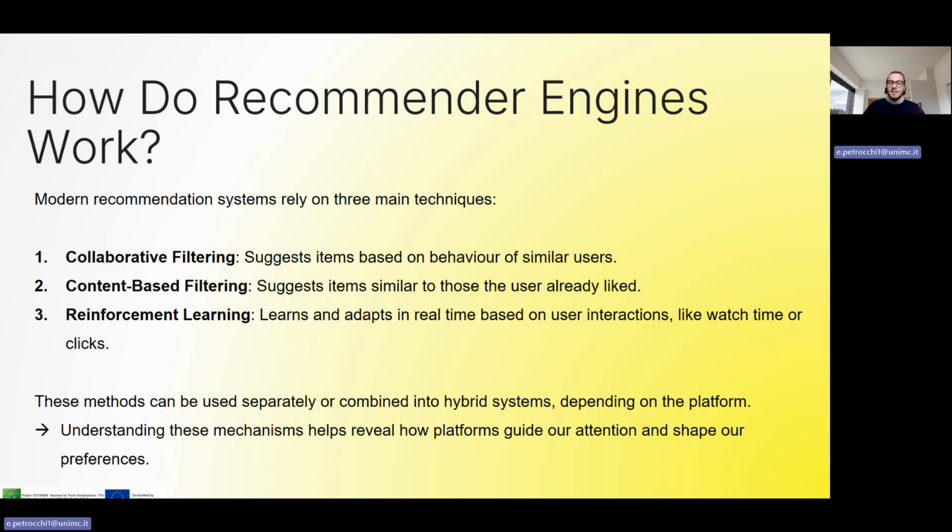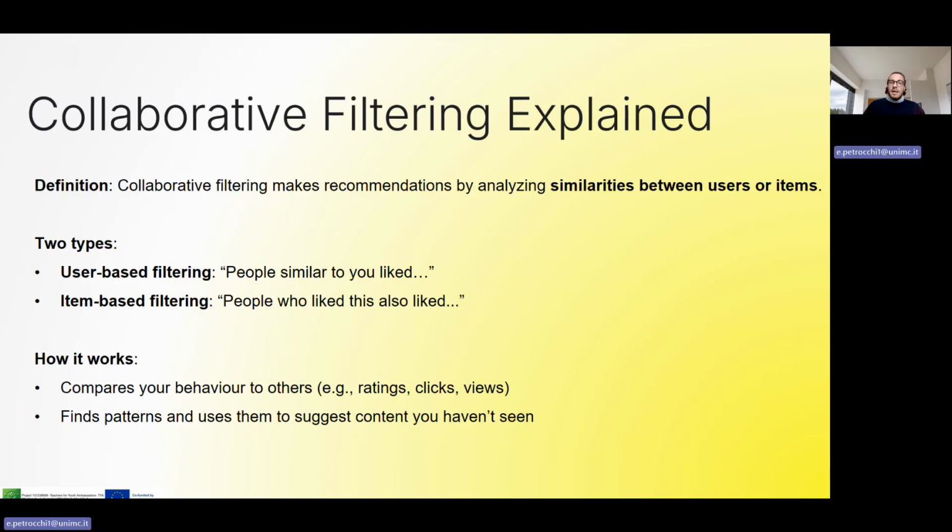But understanding these mechanisms is important, because it helps reveal how platforms guide our attention and shape our preferences. Now we can focus on collaborative filtering, because it is important to understand how these kinds of platforms can not only gather and collect our data, but also elaborate this data for new suggestions. So collaborative filtering makes recommendations by analyzing similarities between users or items. And it can be distinguished in two types: user-based filtering and item-based filtering.